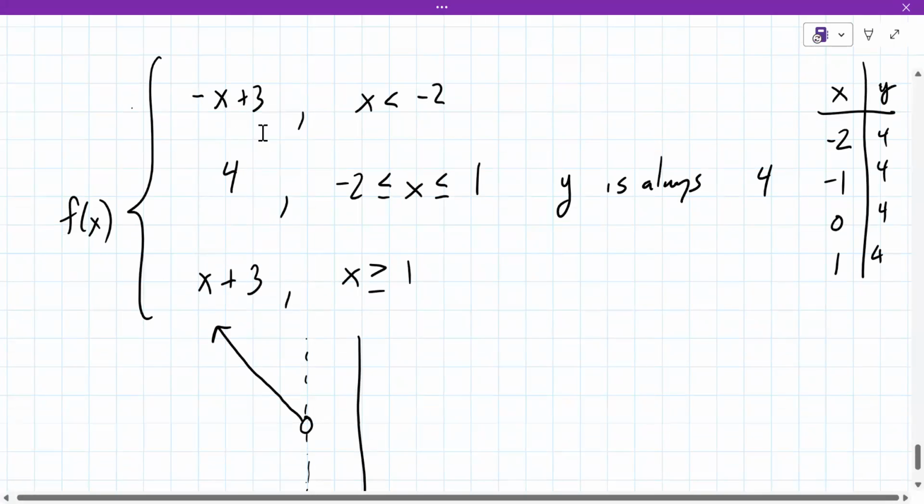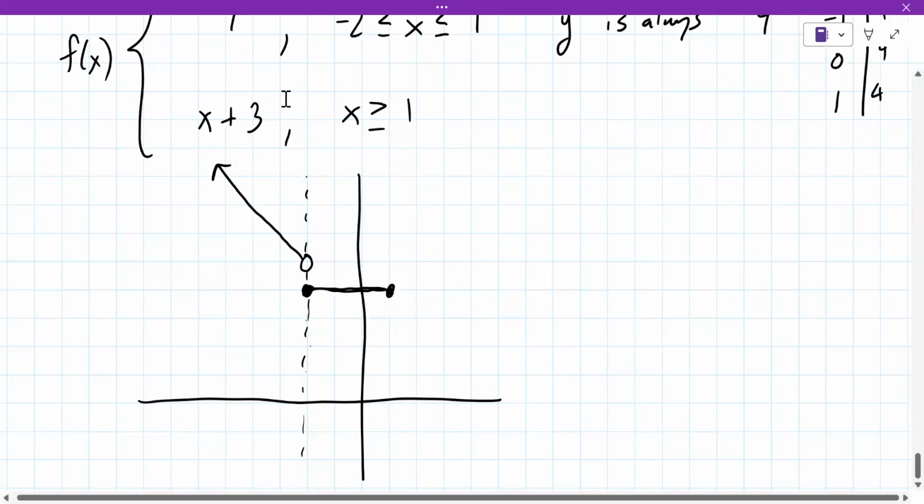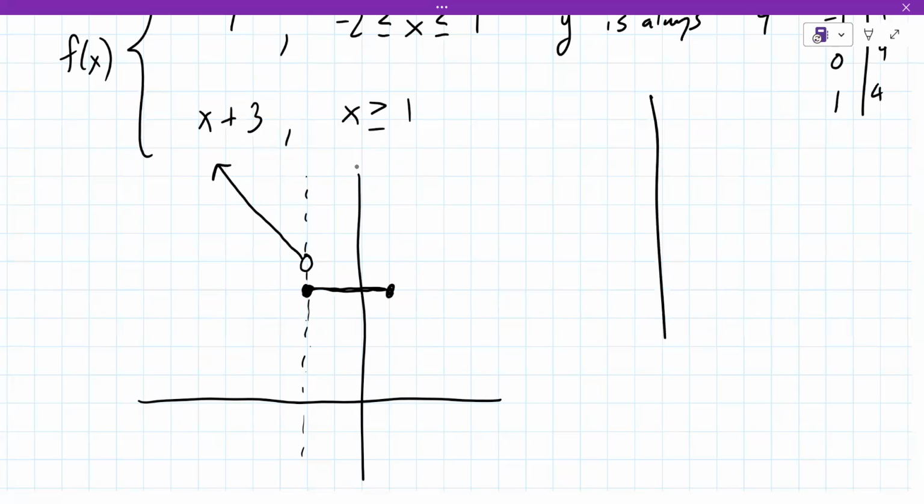Mhm. Okay, now the 4 from -2 to 1, it's just a straight line like that. And then x + 3 for x greater than 1, if you make a table for that one, x, y, 1, 2, 3, 4, 5, 6, like that.